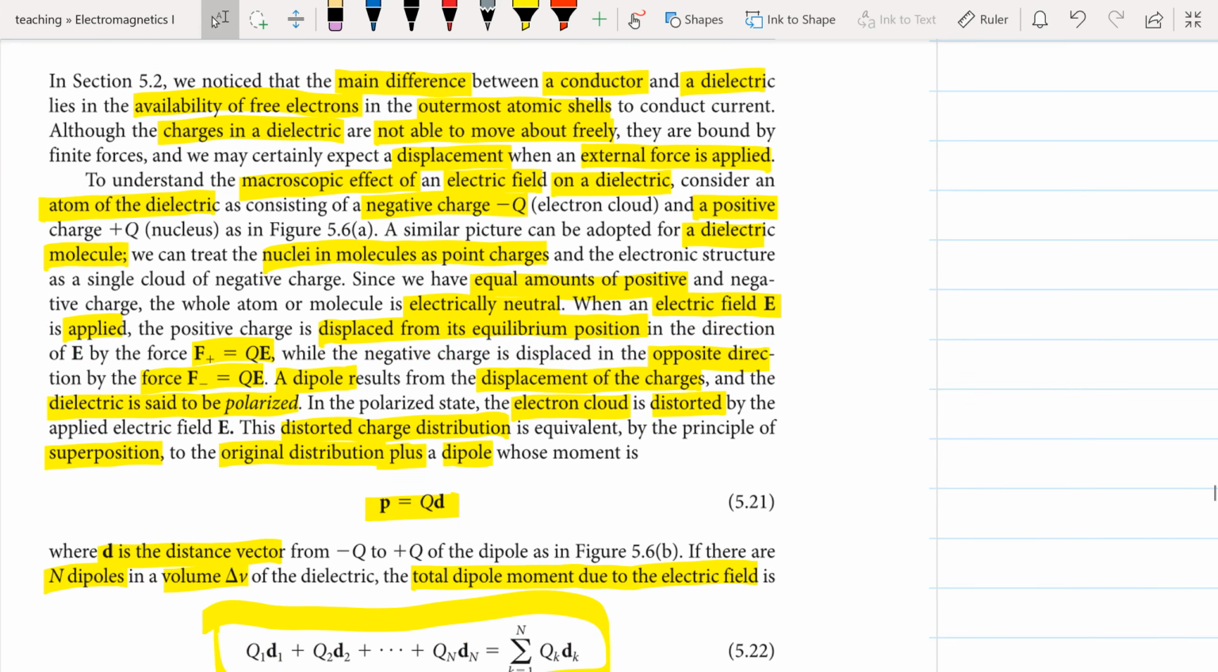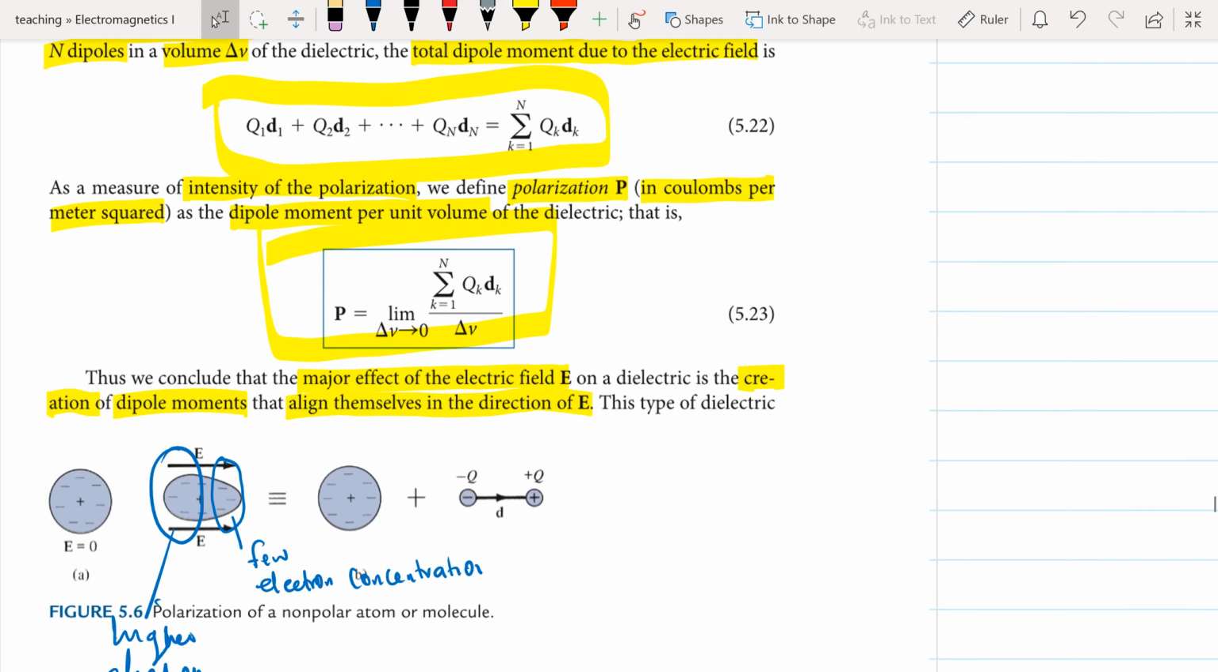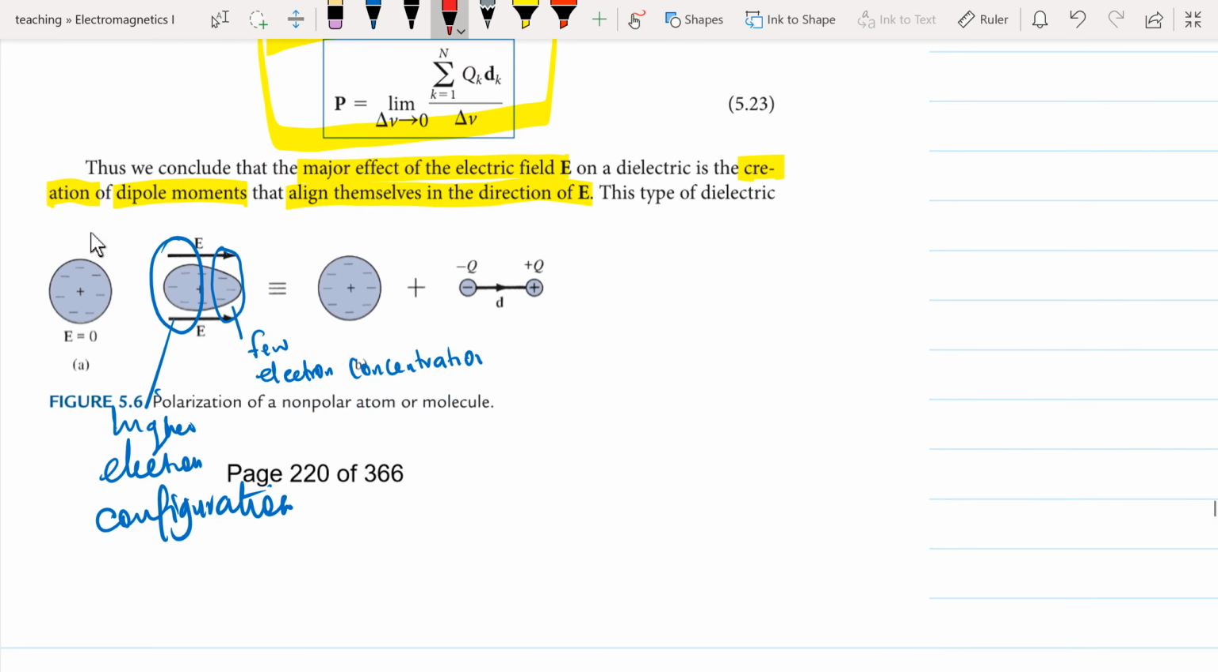Now, to understand the macroscopic effect of an electric field on a dielectric, consider an atom of the dielectric as consisting of positive and negative charges. The negative charge is an electron cloud surrounding the positively charged nucleus, as we can see in figure 5.6a. So in figure 5.6a, we have a positive nucleus surrounded by a cloud of negatively charged electrons.